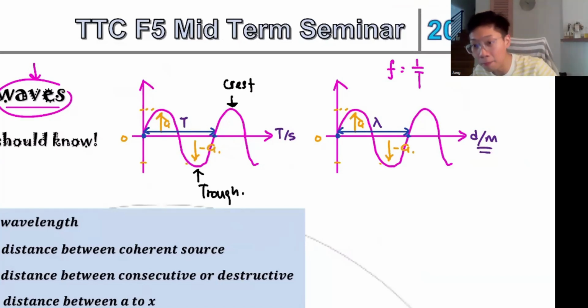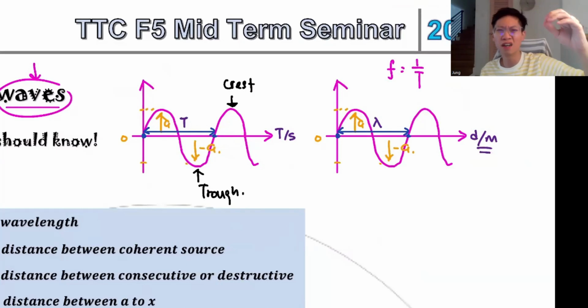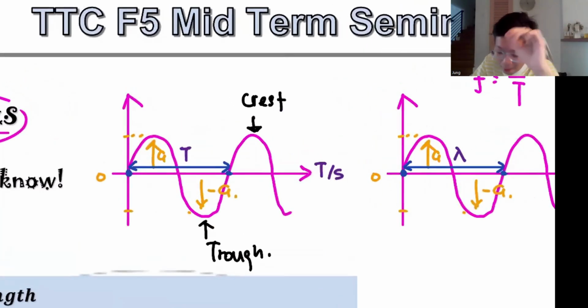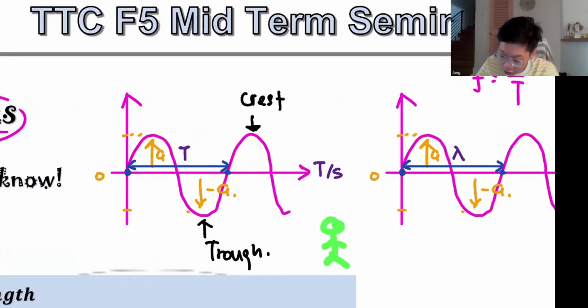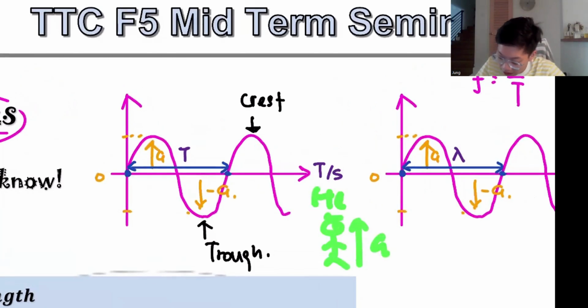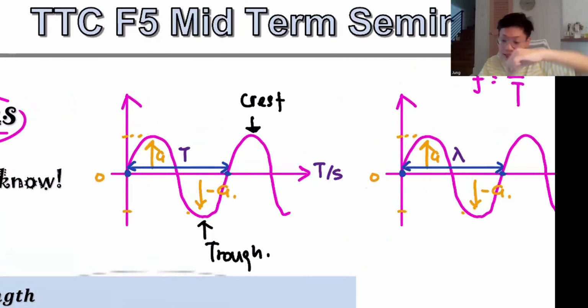Some people say, teacher, very confusing. Crest and amplitude, what's the difference? Amplitude is the height. Then the highest point is called the head, so that is the crest. So crest is the name of the point, amplitude is the name of the height.